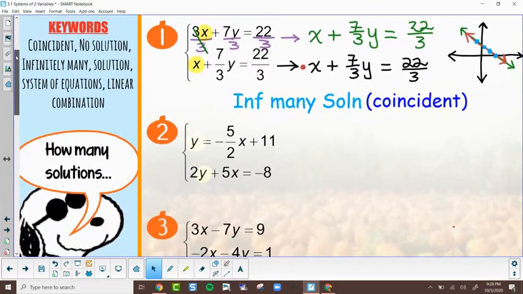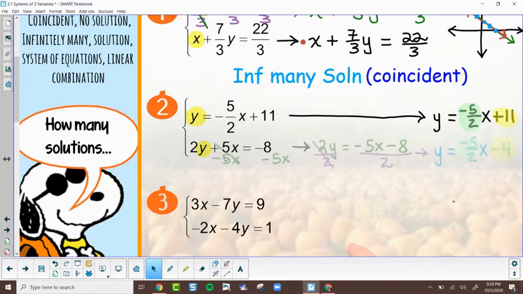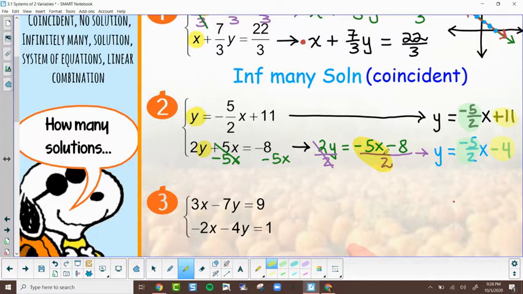This next one has y all by itself, so I'm just going to leave it as is. On this one, y is almost by itself, except I need to move a couple of things over, like this 5x. I can subtract from both sides, and then you can see I divided everything by 2, and I literally mean everything. So here's 5 over negative 2, negative 8 over 2.